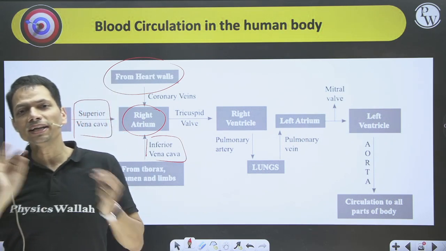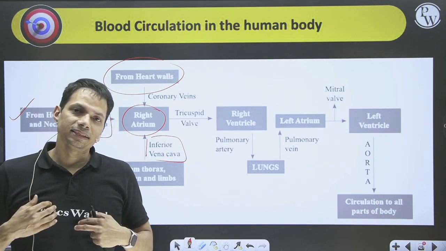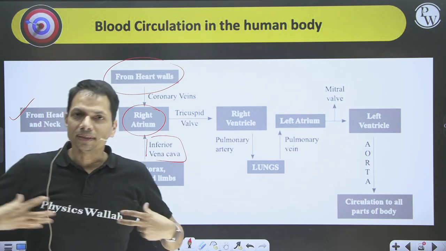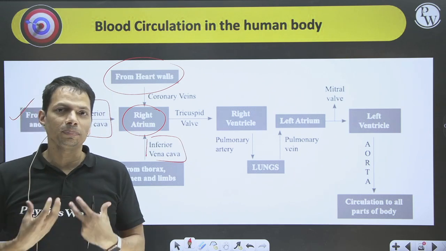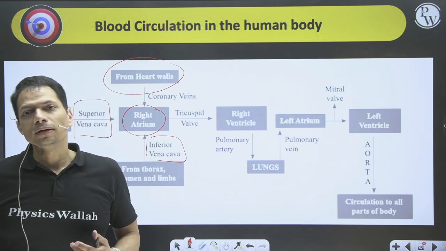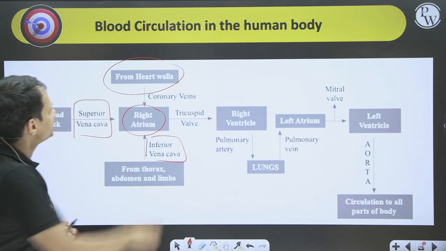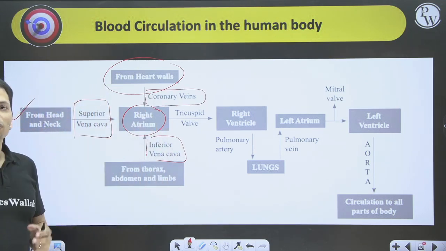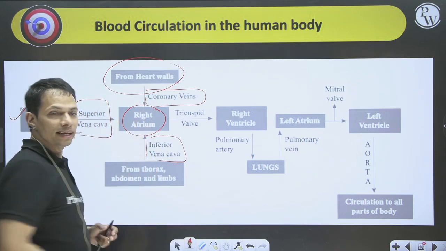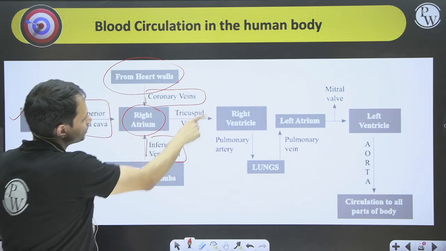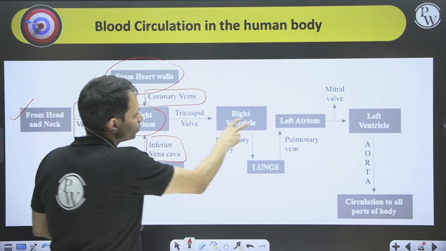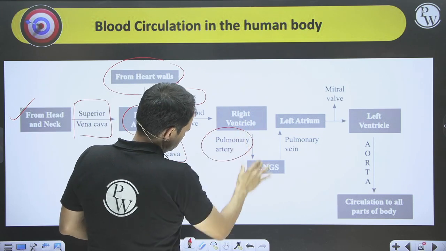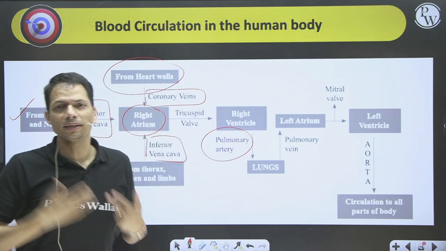So the coronary artery takes blood away from the heart and provides it to the heart, and the coronary vein takes away all the deoxygenated blood and brings it back to the right atrium. You can see how from the heart walls, the coronary vein brings the deoxygenated blood and dumps it into the right atrium. From the right atrium, the tricuspid valve opens, and then it goes to the right ventricle. From the right ventricle, through the pulmonary artery, the deoxygenated blood is going to the lungs.